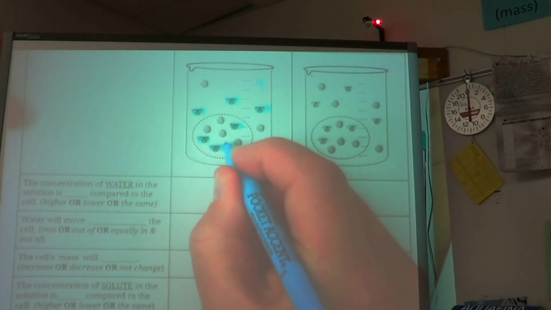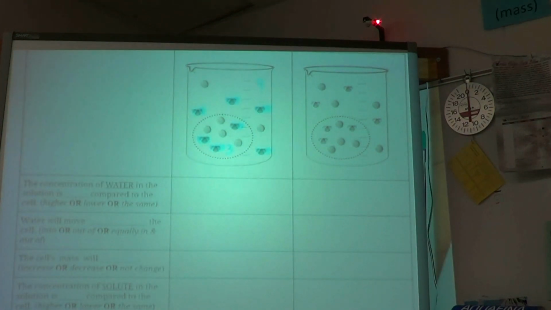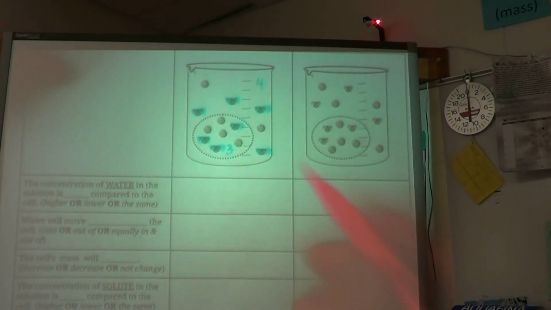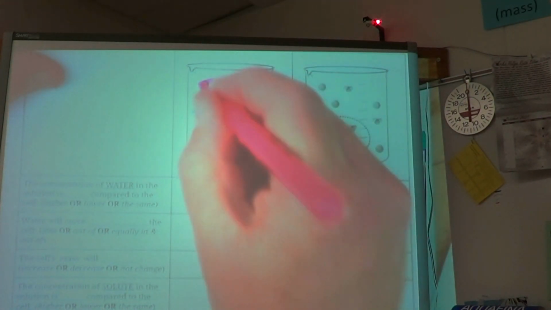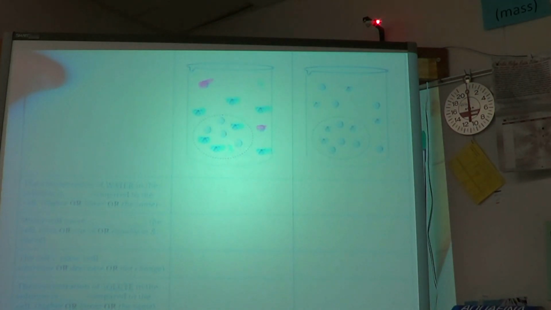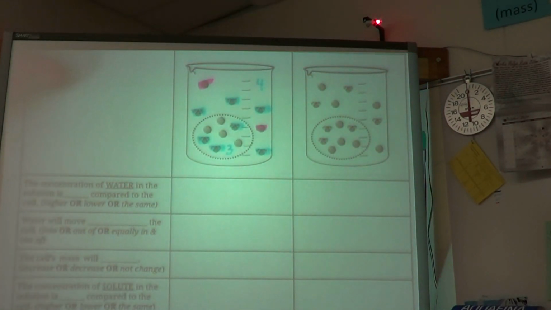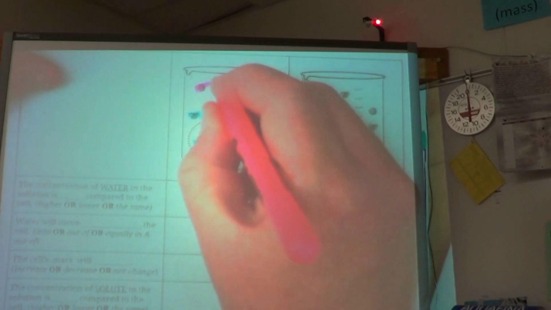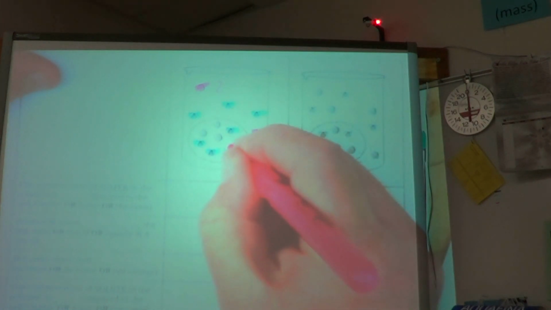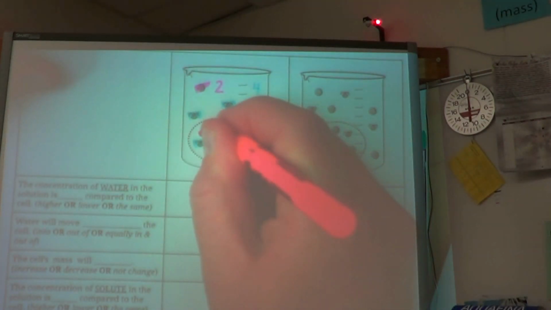And then we go through and we count how many we highlight and color. Just quick, it doesn't have to be perfect coloring. Okay, do some quick coloring. And we had 3 waters on the inside. How many solutes do we have on the outside? We have 2. And we have 1, 2, 3, 4 on the inside.